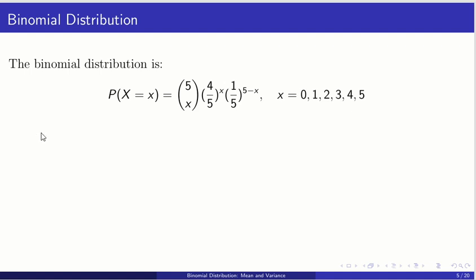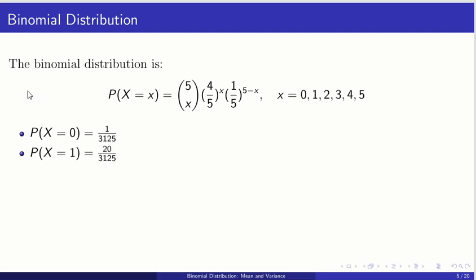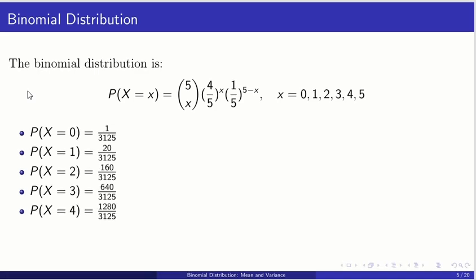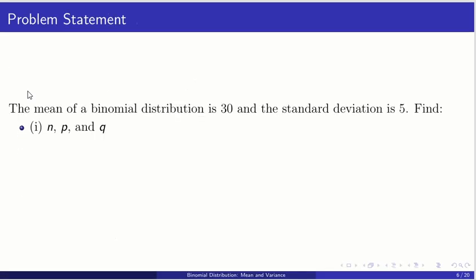So the binomial distribution is, we will have 5 C x, and the probability, 1 upon 5, where x is 0, 1, 2, 3, 4, 5, that is 0 to 5. So we will get P(x=0), that is 1 upon 3125. The same way we can get the others. Now let us see another example.